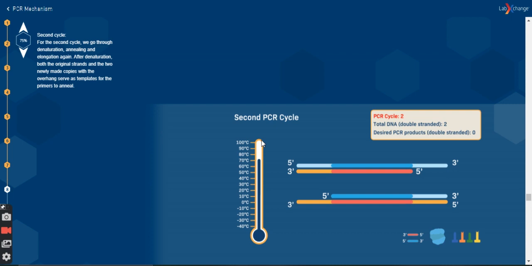Future PCR cycles will not generate these added overhang regions. As we will see, after 30 cycles, only the region of interest will be exponentially amplified. For the second cycle, we go through denaturation, annealing and elongation again. After denaturation, both the original strands and the two newly made copies with the overhang serve as templates for the primers to anneal.